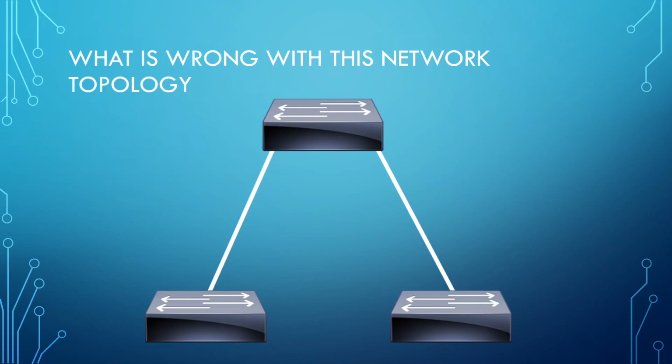But the issue with this network topology is that we have a single point of failure, meaning if this link were to fail, all the devices on this switch will have complete loss of network connectivity. If this link were to fail, all the devices on this switch would have complete loss of network connectivity. So single point of failure means if there's a single failure, it results in a big portion of our network having a connectivity outage, which will obviously cause problems.